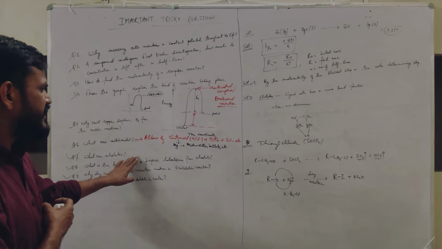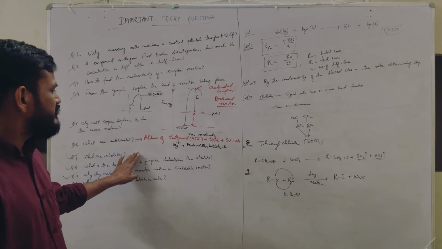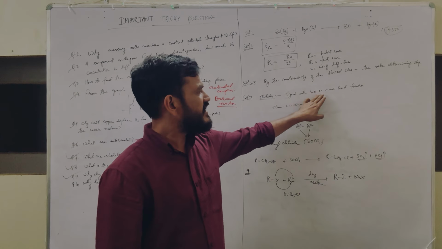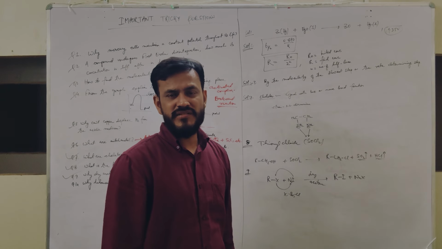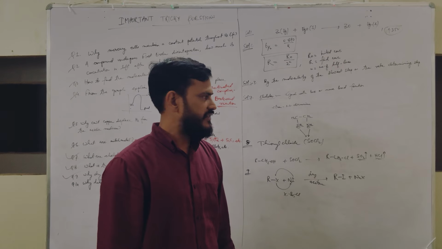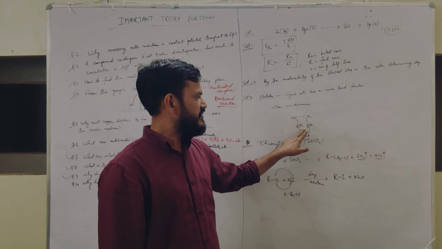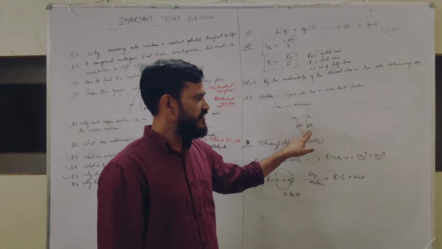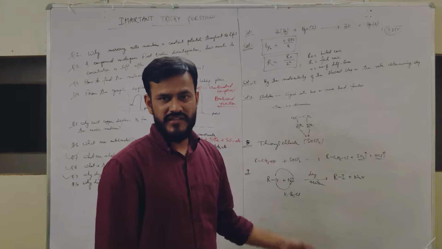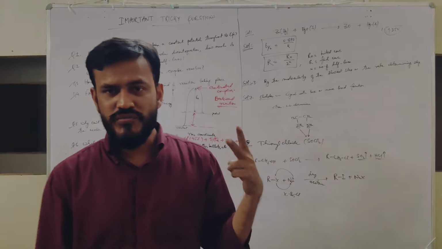Now we come to chelates. Chelates are ligands which can form two or more than two bonds with the central metal. So for example, ethane 1,2-diamine, you see nitrogen here has got a lone pair of electrons, it can donate it to any metal. So it is a chelate, it can form two bonds.